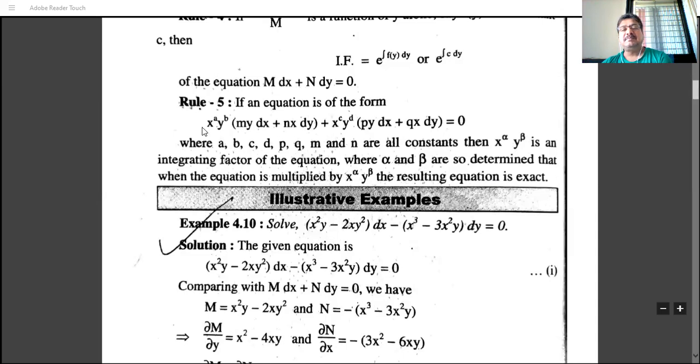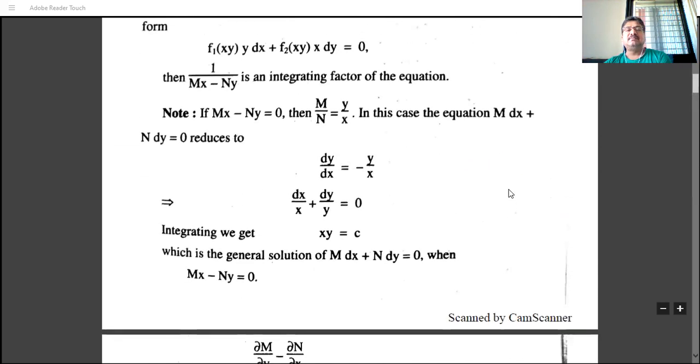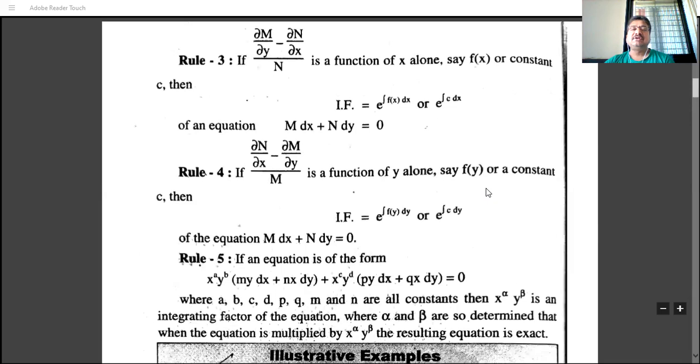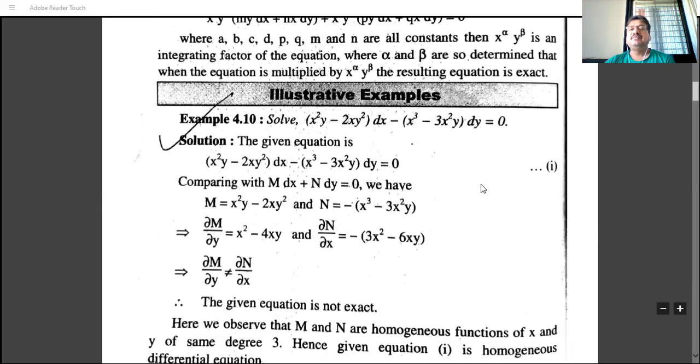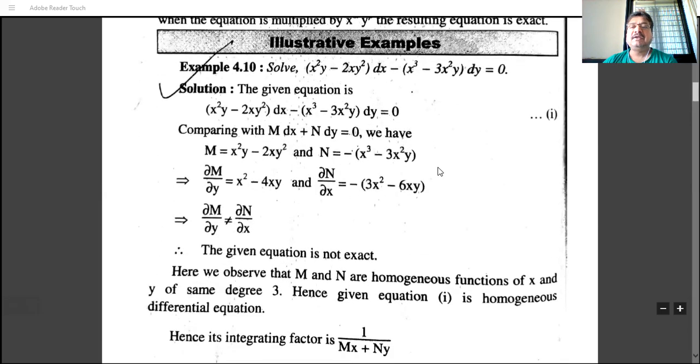So first, if the differential equation is of this type, then x raised to alpha, y raised to beta is its integrating factor with the appropriate choice of alpha and beta. That depends on the example. That is, we take alpha and beta as two numbers in such a way that if we multiply by x raised to alpha into y raised to beta, then the resulting equation is exact. So these are the 5 rules and the basic method, the inspection method. So in all there are 6 methods. So we will see the mixed problems depending on these 3 methods.